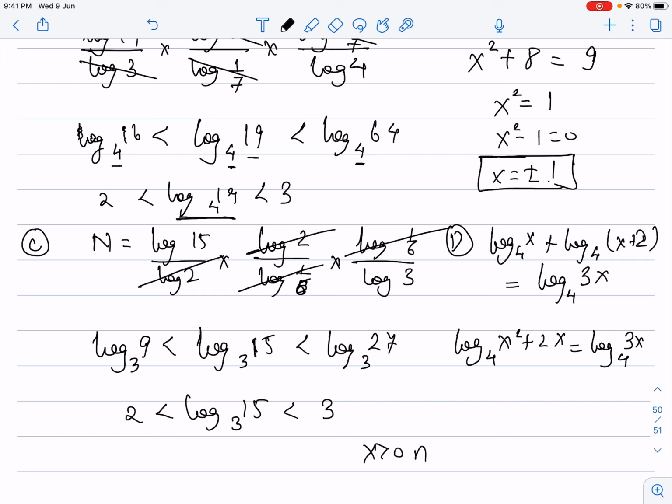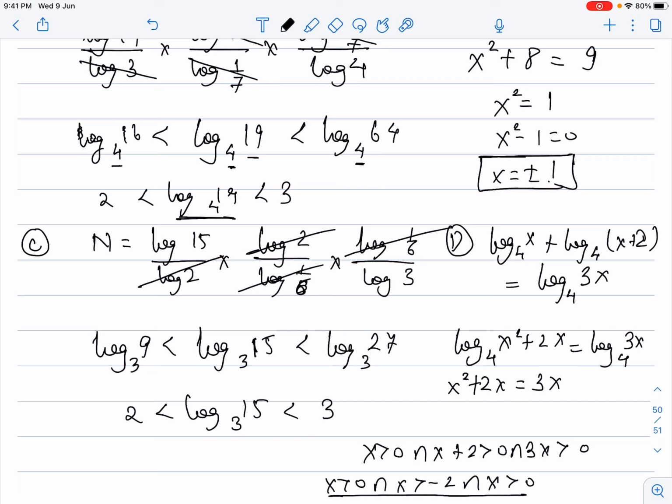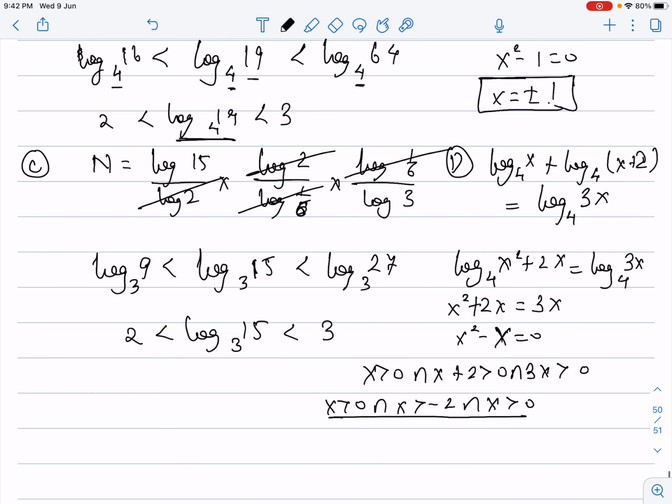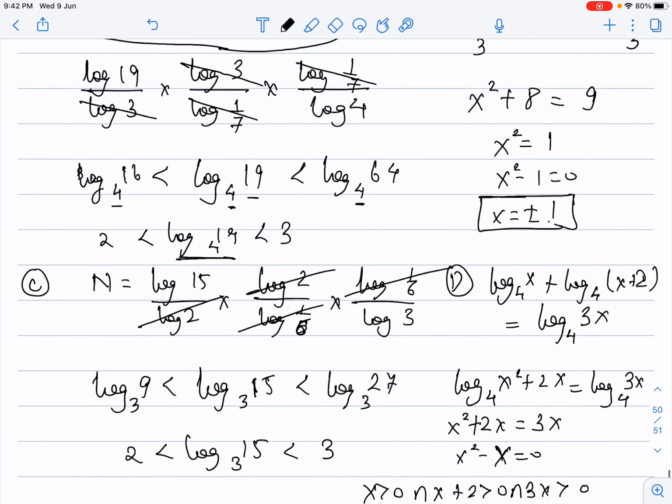x should be greater than 0 and x plus 2 should be greater than 0, and 3x should be greater than 0. The first one is x greater than 0, and x greater than minus 2, and x greater than 0. That means all intersection I will be taking, that means x is greater than 0. So x square plus 2x is equal to 3x will be achieved by me on taking antilog. That means x square minus x is equal to 0. That will be giving me x is equal to 0 or x is equal to 1 over here. So guys, x is equal to 0 would not be getting satisfied because x should be greater than 0. So x is equal to 1 will be the solution of this equation.